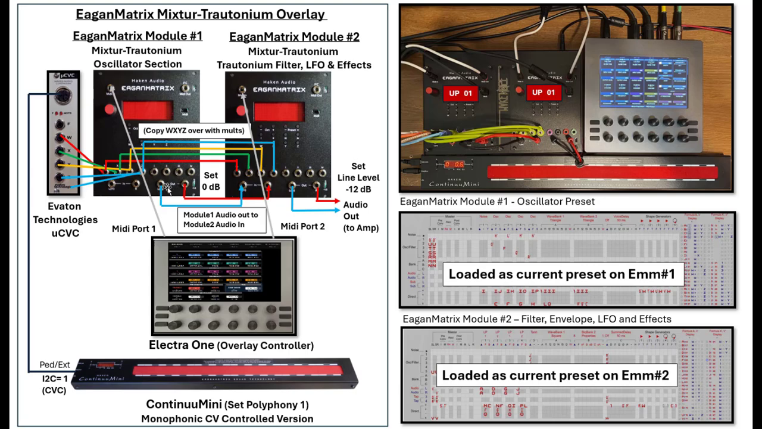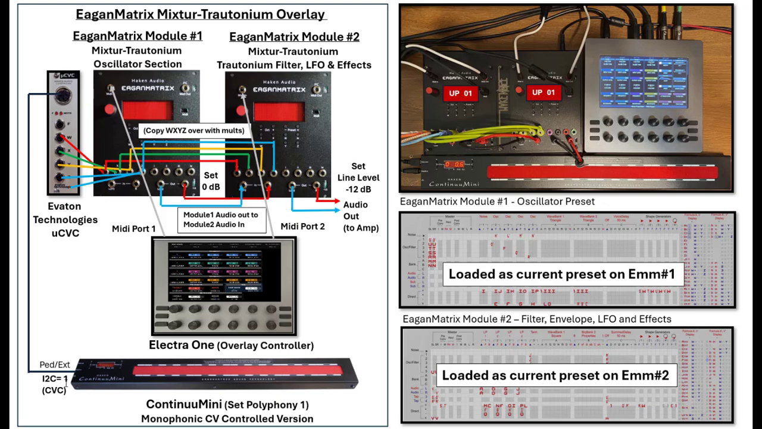And the output of that module, this is a nice thing about the EaganMatrix module, it takes direct audio input, so we can feed the output of module 1 into the inputs of module 2. Module 2 takes that audio and processes it through a Trautonium-like filter where we can add LFO components and effects processing. A Continuum Mini is going to replace the ribbon controller, and as you'll see, we can also add Osmose and a Continuum into the mix as controllers as well.